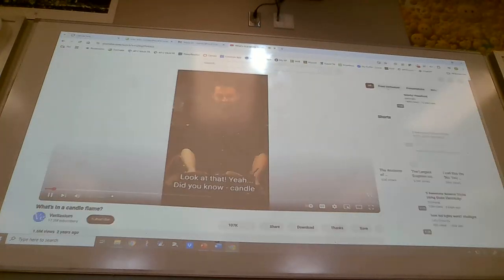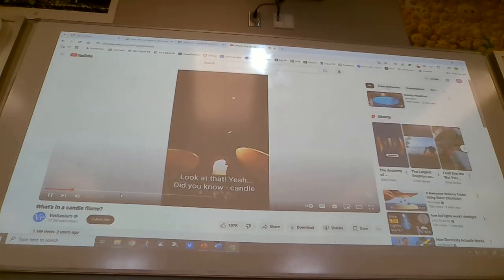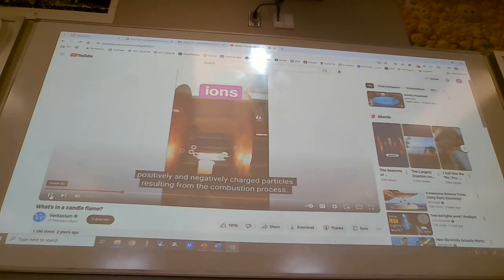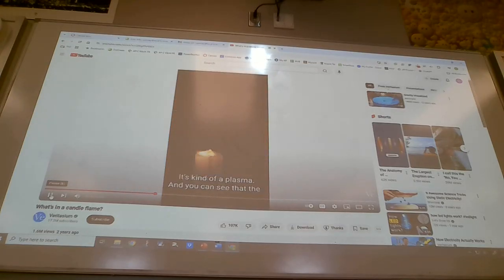Look at that. Yeah. Did you know candle flames conduct electricity better than air? That is because there are ions in the flame, positively and negatively charged particles resulting from the combustion process. It's kind of a plasma, and you can.